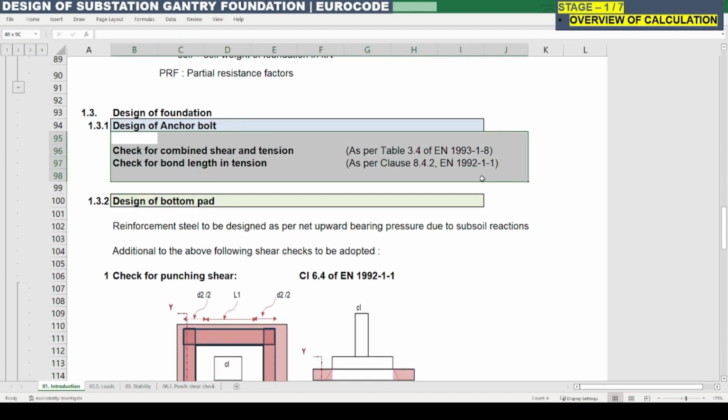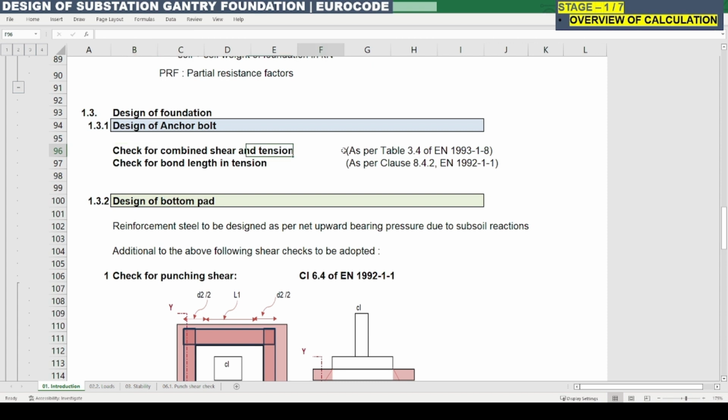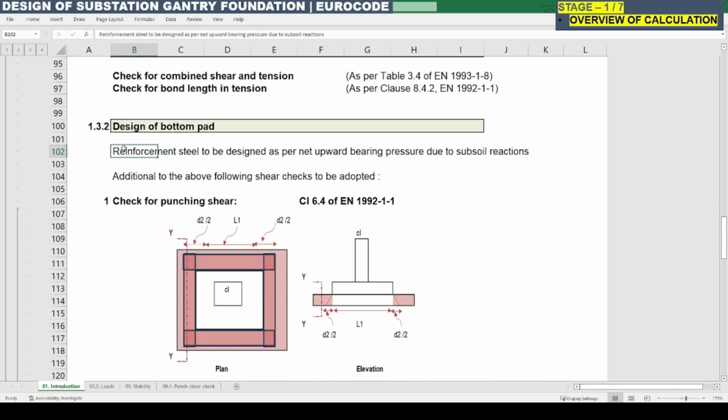Anyway, we will look in detail at how to calculate the design of anchor bolt using the formulas which are described in these two clauses and tables. We will be seeing more detail in an upcoming part. For the design of bottom pad, based upon the net upward bearing pressure, we need to calculate the reinforcement steel for both directions and both faces, top and bottom. So anyway, we will be doing that in an upcoming video.